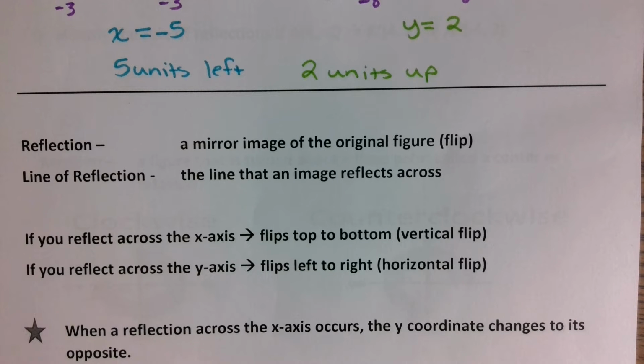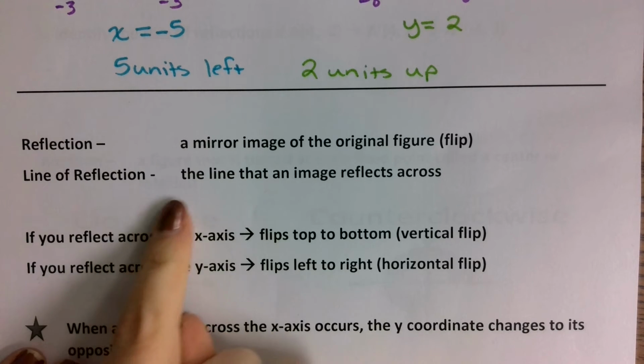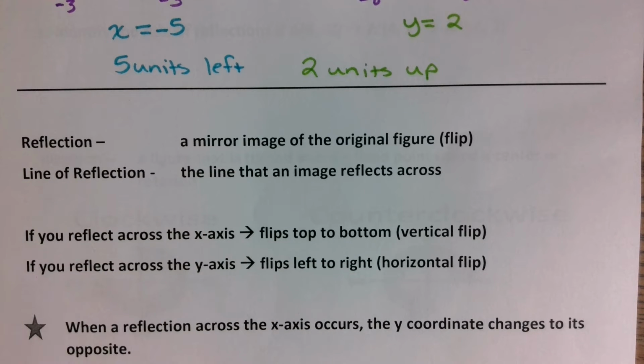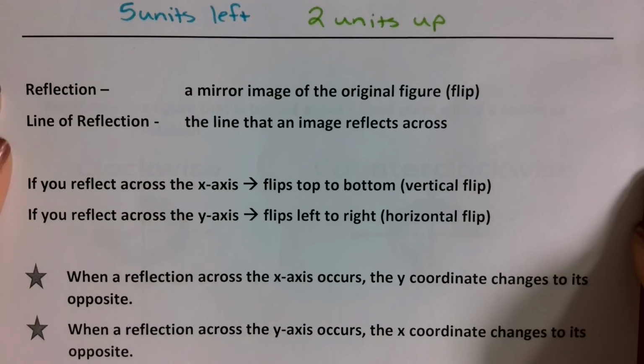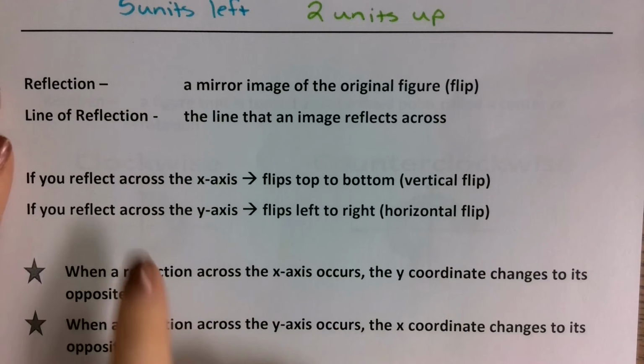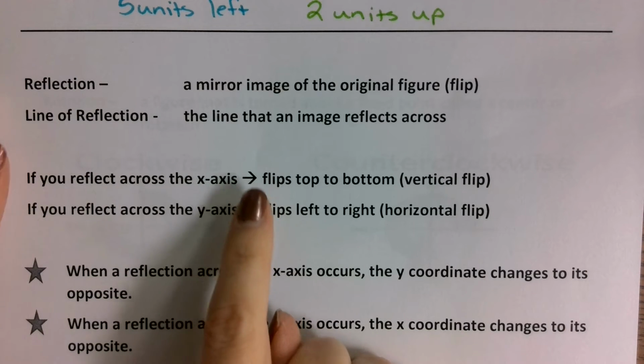Okay, your phones can actually do the same thing. Your phones can actually go back to that reversed or flipped image. Your line of reflection is what you are reflecting across. And for you guys, we are primarily going to focus on just a reflection across the axes.